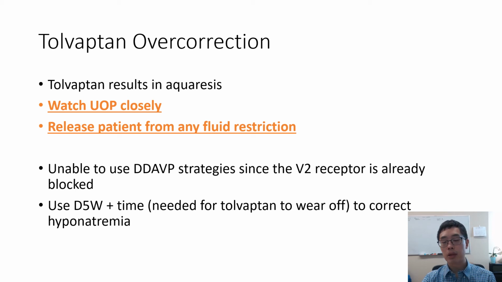The other thing to note about tolvaptan is that the DDAVP strategies we discussed a couple of slides back to control overcorrection of hyponatremia are unhelpful in the setting of tolvaptan. This is because tolvaptan and DDAVP act on the same V2 receptor in the distal tubules. So if tolvaptan has gotten there first, DDAVP will not be able to knock tolvaptan off the receptor in order for you to create a state of SIADH. In tolvaptan hyponatremia overcorrection, you will have to give free water back and also wait for the tolvaptan to wear off.